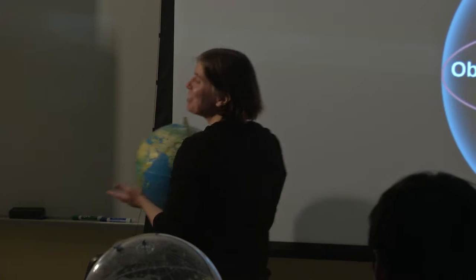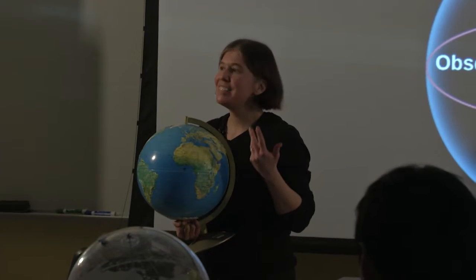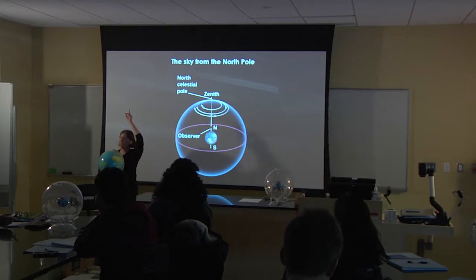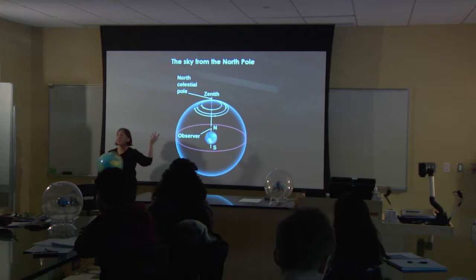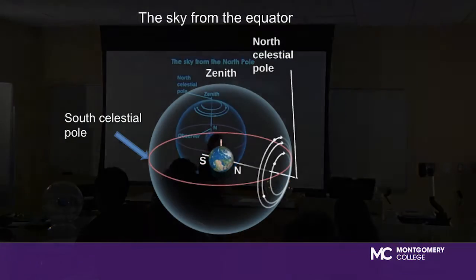Slowly, over 24 hours. And so what it's going to look like to us is that the whole sky is rotating around this central point, right? No stars are rising, no stars are setting. They're all just rotating in a circle above us over this 24-hour period.